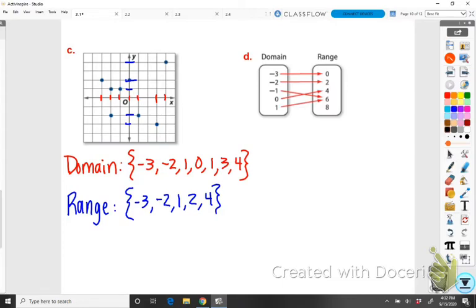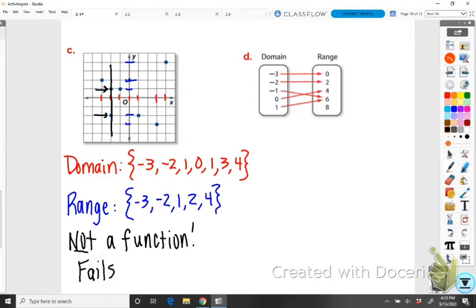Remember, for graphs, we're trying to see if it passes that vertical line test. So if you draw a vertical line, scan the graph, if there's ever a spot where you draw a vertical line and it passes through 2 points, like right here, passes through that point and this point, then it fails the vertical line test. So this is not a function. And you can simply say on the graphs, either it passes or it fails the vertical line test.